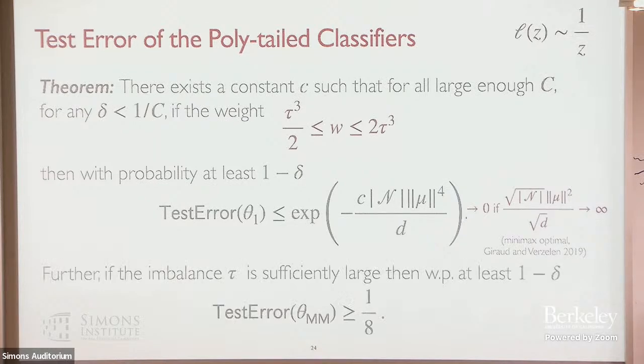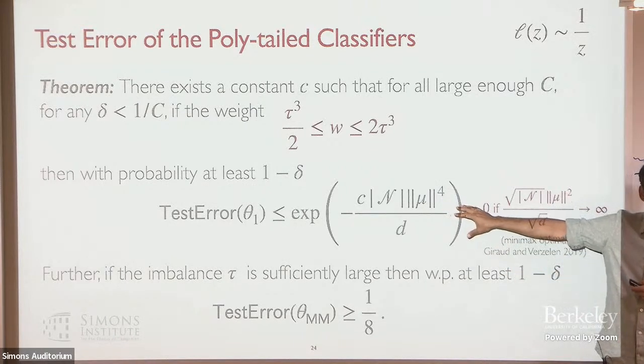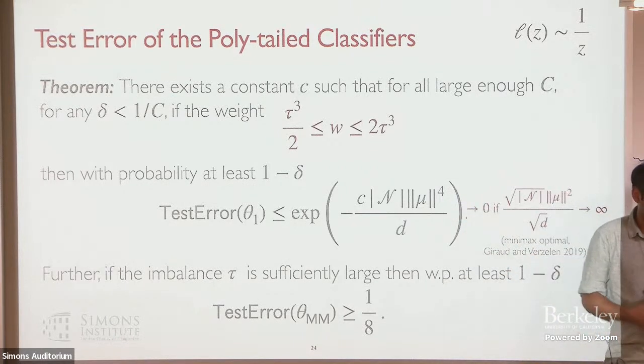And further, we show that if your imbalance is sufficiently large, then with probability at least 1 minus delta, the test error of the max margin is at least a constant. Okay. So here's a setting where this quantity could go off to infinity and the test error could go to 0. But if you use an exponentially tailed loss, your test error is lower bounded by a constant.